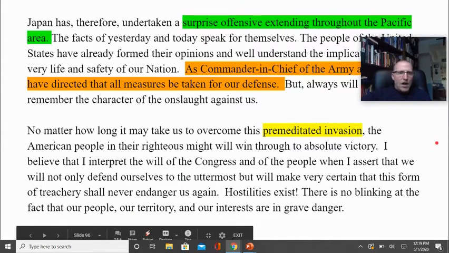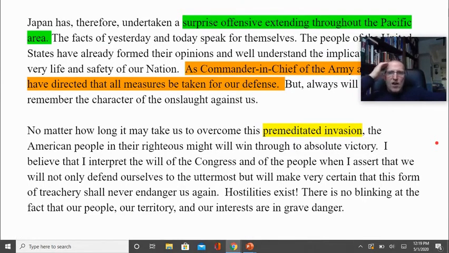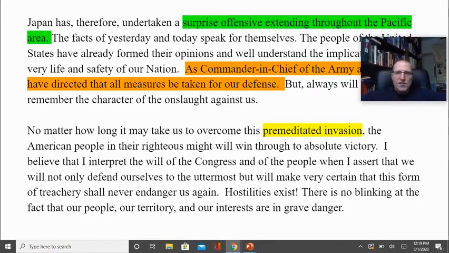No matter how long it may take us to overcome this premeditated invasion, the American people in their righteous might will win through to absolute victory. I believe that I interpret the will of the Congress and of the people when I assert that we will not only defend ourselves to the uttermost, but will make very certain that this form of treachery shall never endanger us again. Hostilities exist. There is no blinking at the fact that our people, our territory, and our interests are in grave danger.